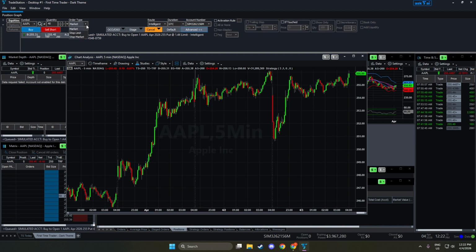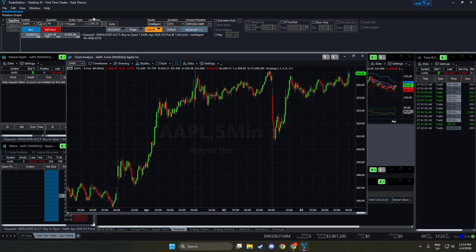A limit order lets you set the maximum price you're willing to pay. For a buy, the order will only execute at your limit price or better, giving you price control, though it may not fill if the market never reaches your price. If you pick limit, enter your desired limit price thoughtfully, using recent price action as a guide.